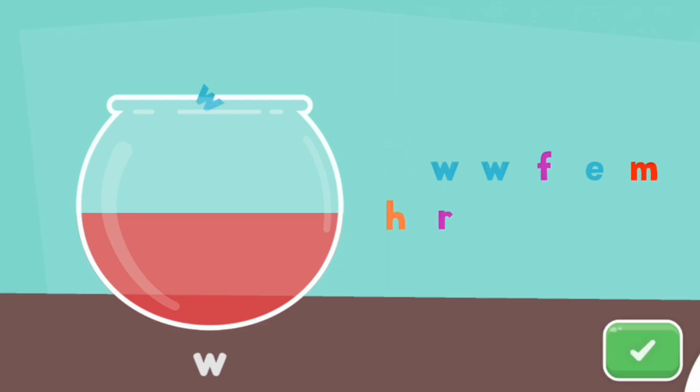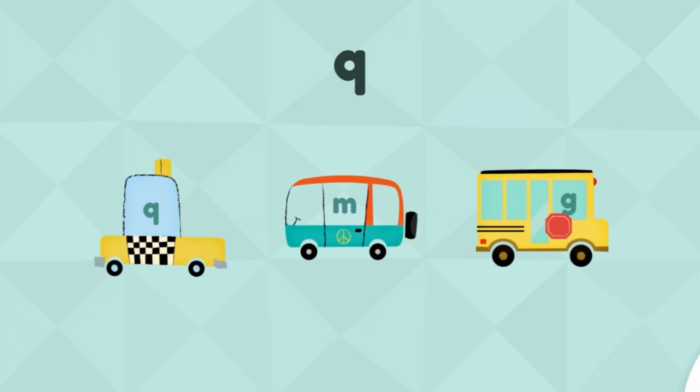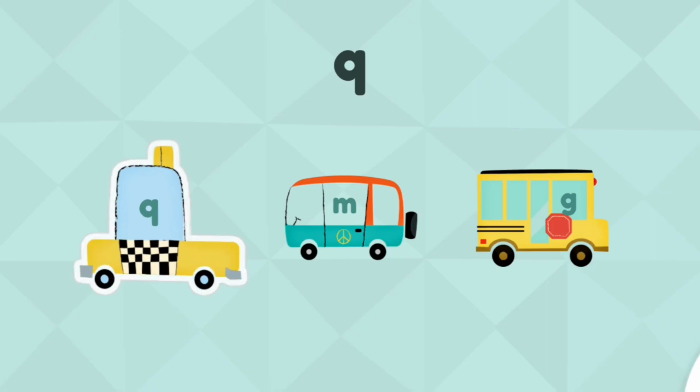W. Great! You put the letter W. Which vehicle has the letter Q? Tap it. Q. Good job!